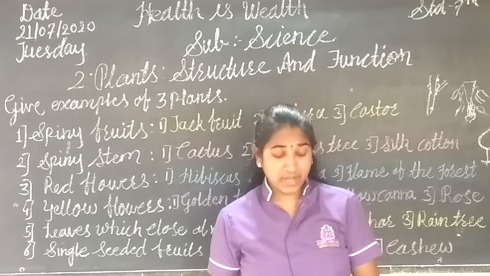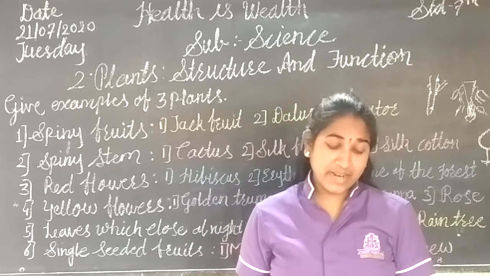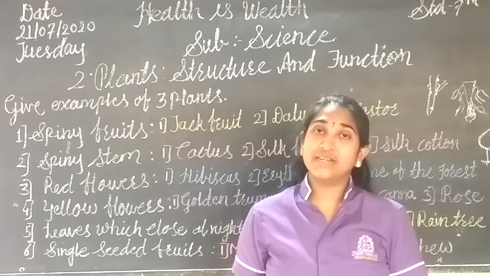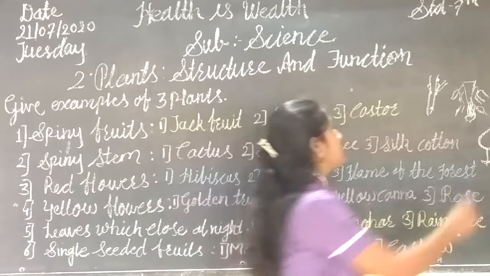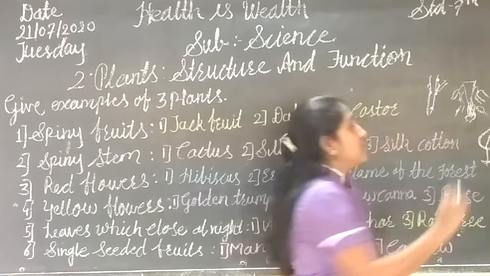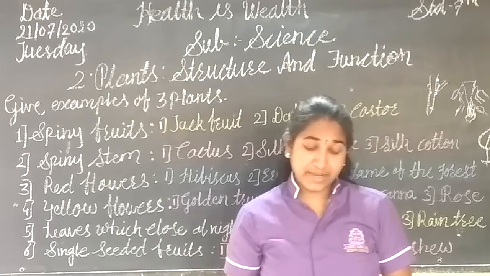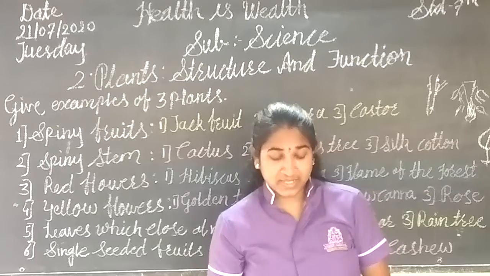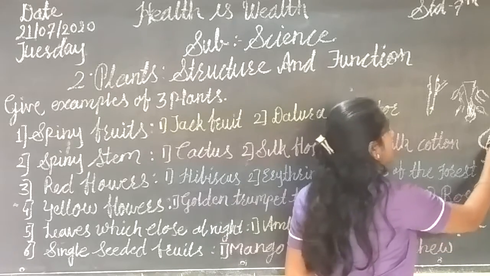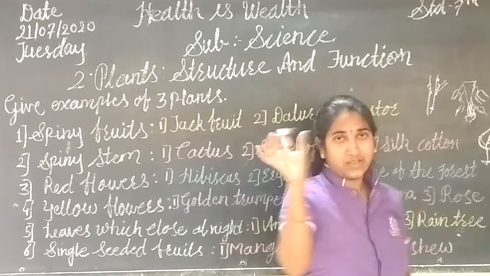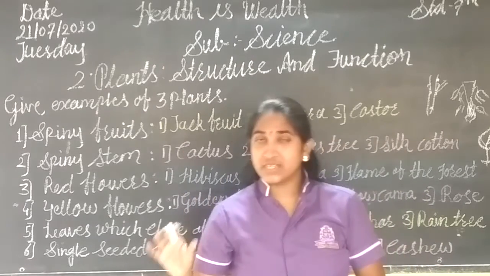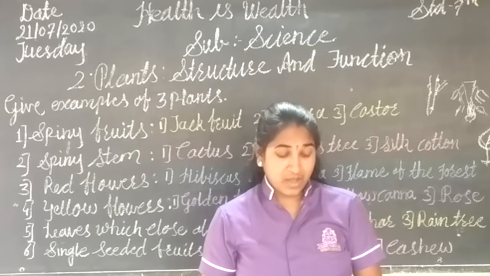Now what is the simple leaf? The single undivided leaf blade with a single mid-rib. See, if it has a single mid-rib, then it is called the simple leaf. Then compound leaf: the leaf blade divided into many small leaflets. That means if it is divided into many small leaflets, okay, small parts, it is called the compound leaf.